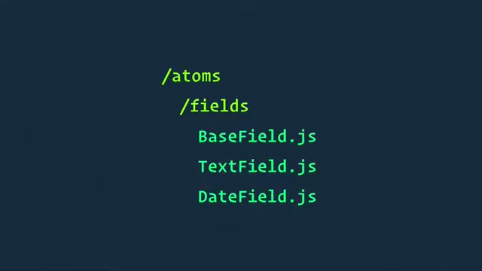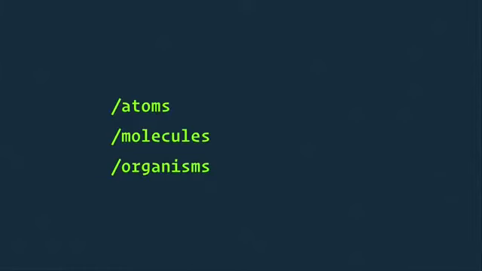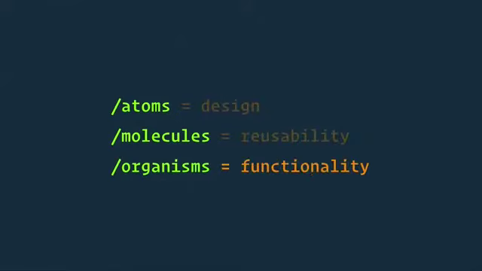And if there's still ambiguity about where things would go, I think splitting components by purpose might help. So if you think of atoms as more like a design layer, molecules as reusability, and organisms are actually functionality things that we want to do, then that also might help you make decisions. But if you're still unsure after all this, then I think the rule of thumb is just put it wherever feels right, and then that's where it lives. We shouldn't worry too much.